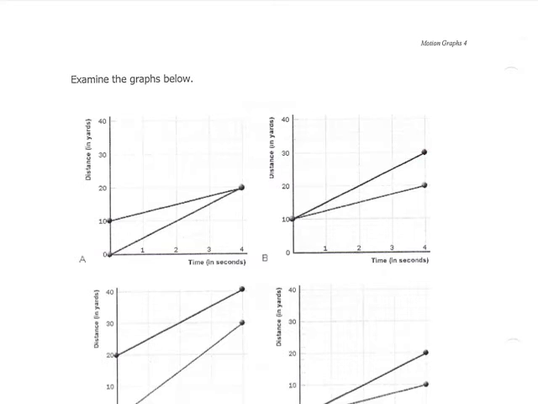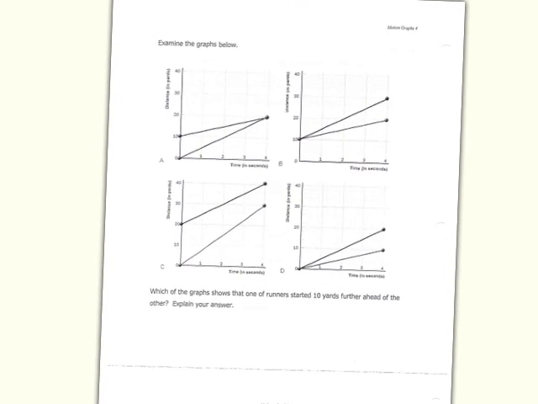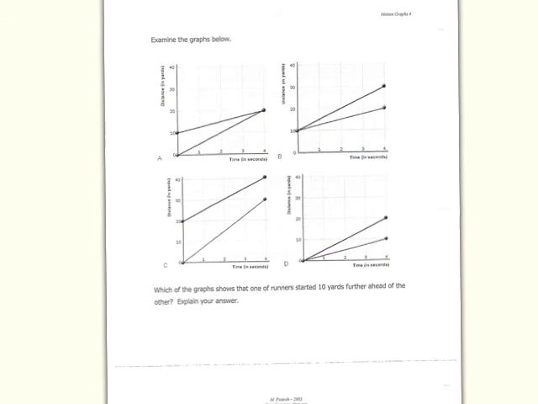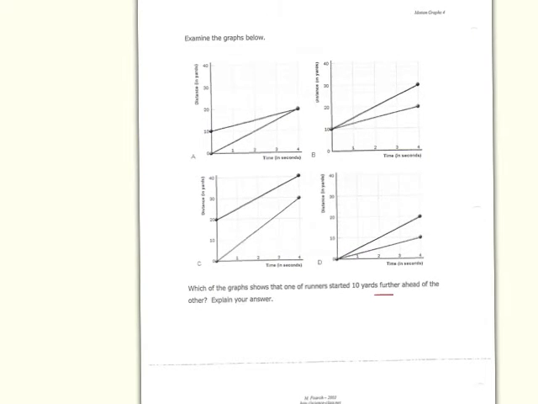So let's practice with this a little bit. All right. And this time you do actually have some numbers on here, and they do come in handy. Which of the graphs shows that one of the runners started 10 yards further ahead of the other? All right, so which axis should you look at? I hope you are saying that since it's talking about 10 yards, that means you're talking about your distance or your position, so you need to be looking at the y-axis. All right. And then now you want to find out where they are. One of them starts out 10 yards ahead.